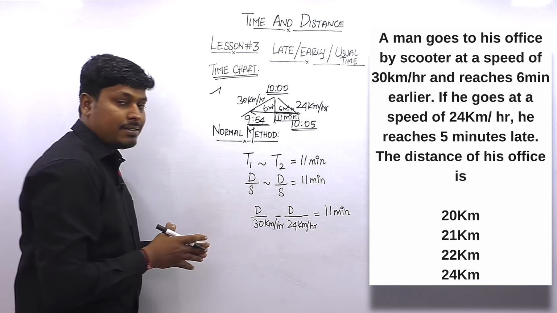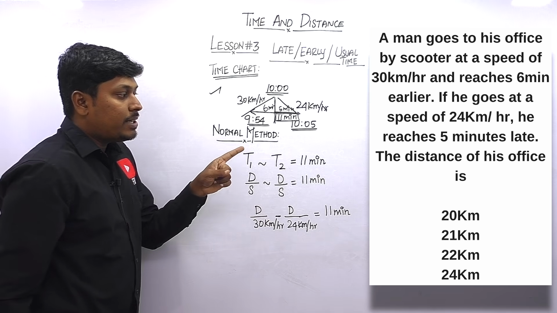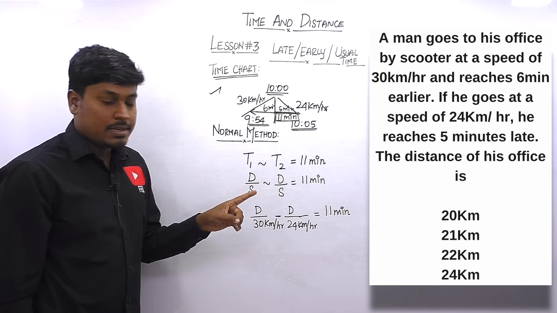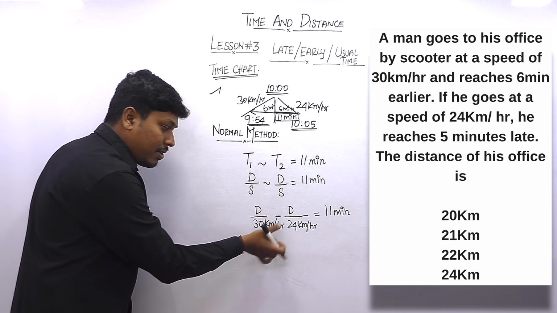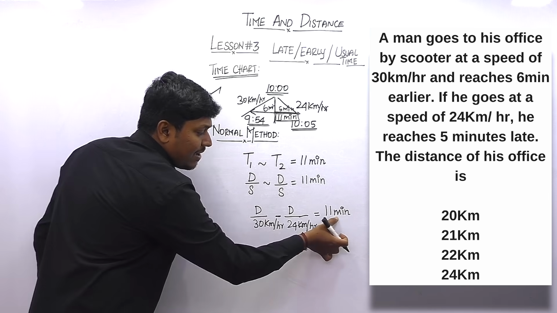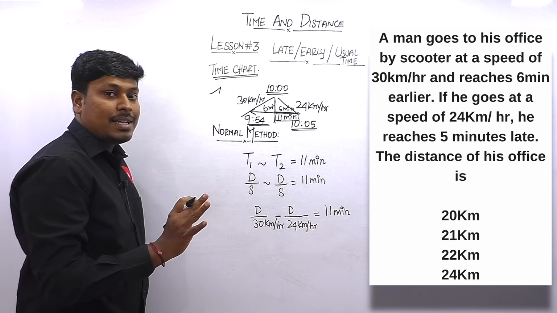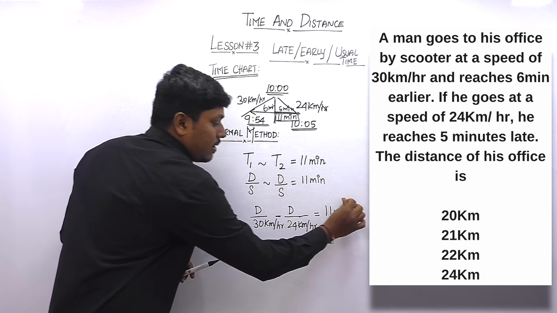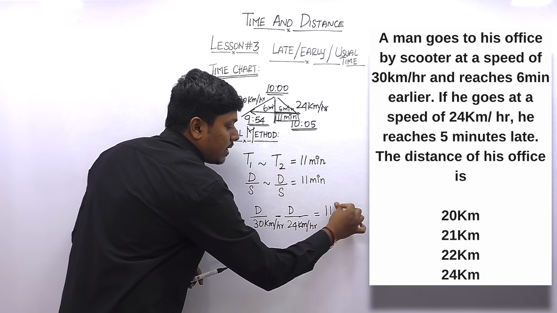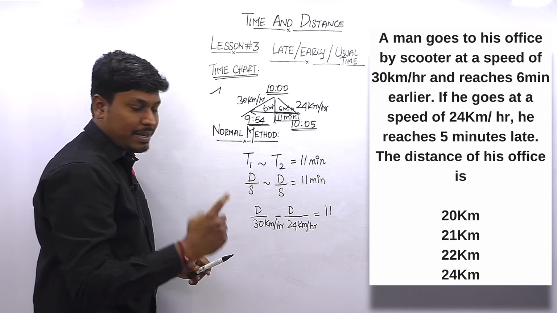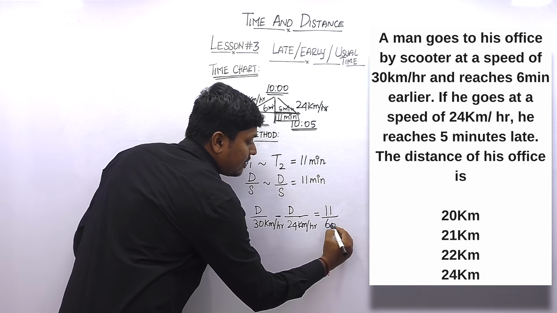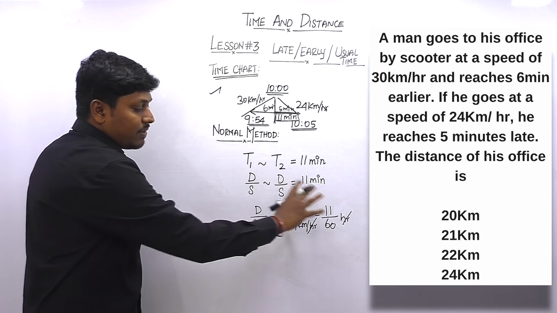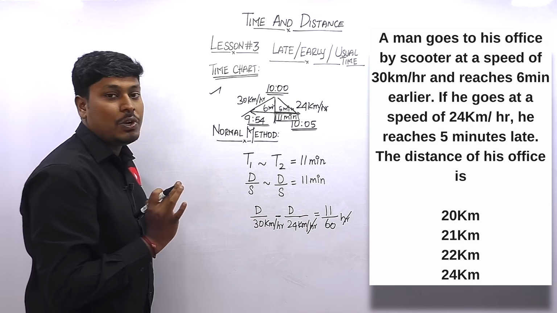After writing this, look at the options: 20 km, 21 km, 22 km. All the options are in kilometers, but here we have kilometer and also hour, and here we have some terms in minutes. So what is our target? Our target is to cancel hour and minute. So let me do one thing. We can convert the 11 minutes into hours. Conversion of minutes into hours is divided by 60. So finally 11 divided by 60 hour. Now you can cancel hour and hour. So finally we have converted the complete term in terms of kilometers.